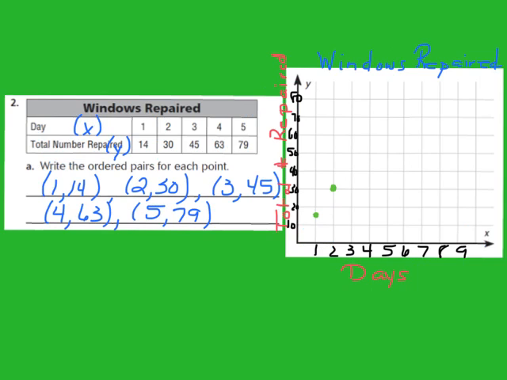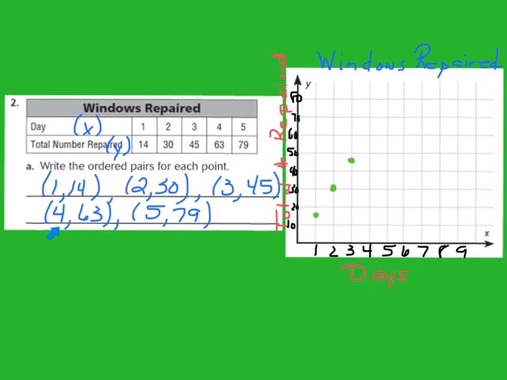Now our next ordered pair is 3, 45. So that means from the origin, 0, 0, we're going to move over 1, 2, 3, and now we're going to move up 10, 20, 30, 40. Now 45 is going to be right in the middle in between the 40 and the 50. So we're going to go ahead and graph our point at 3, 45. So we'll graph it right here, and there's 3, 45.